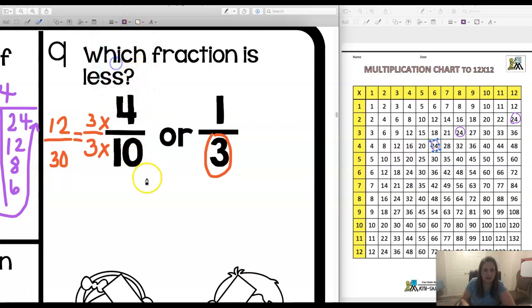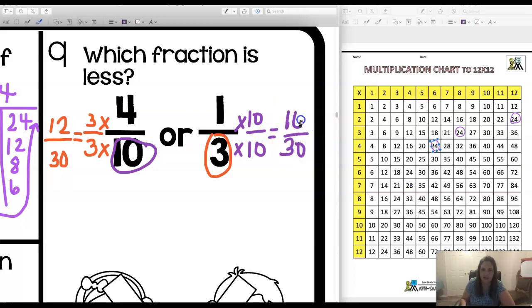Now I'm going to go back to the other side, and I'm going to take this denominator, 10, and multiply it to this fraction. And if I do it to the bottom, I have to do it to the top to keep it equivalent. 3 times 10 equals 30. 1 times 10 equals 10. 10 thirtieths is equivalent to 1/3. Now I have like denominators. A like denominator means that I have the same denominator in both numbers, 12/30 and 10/30.